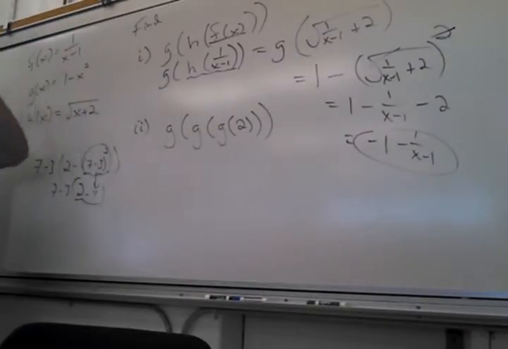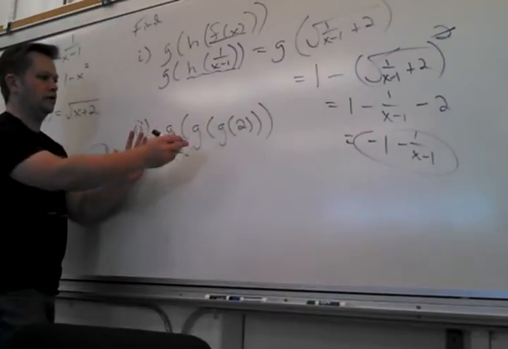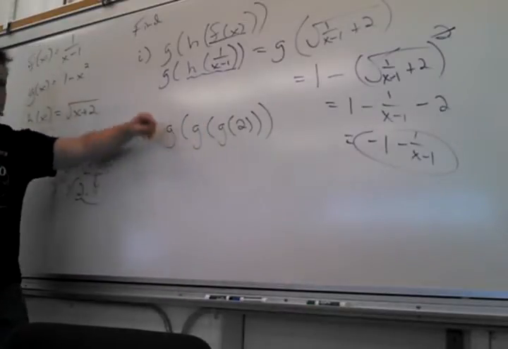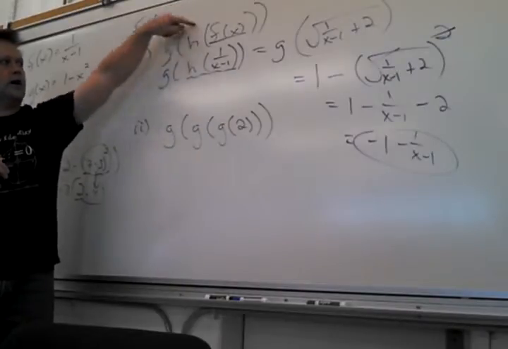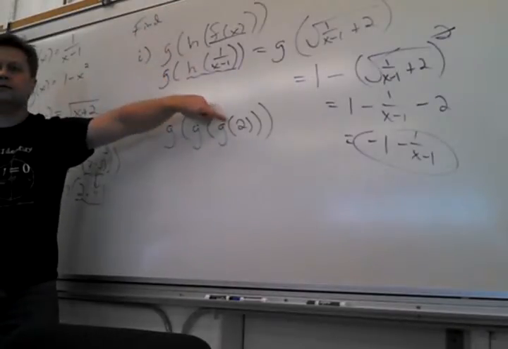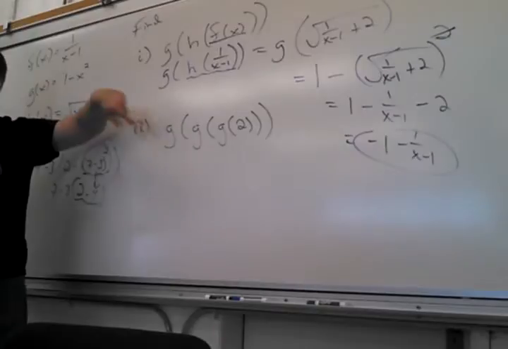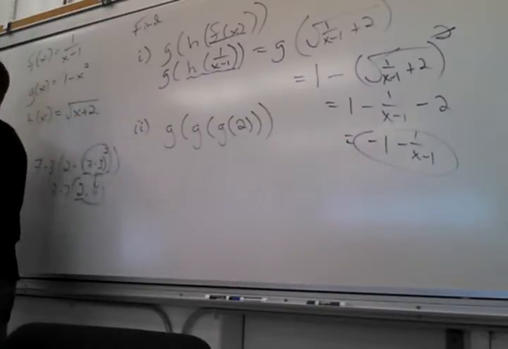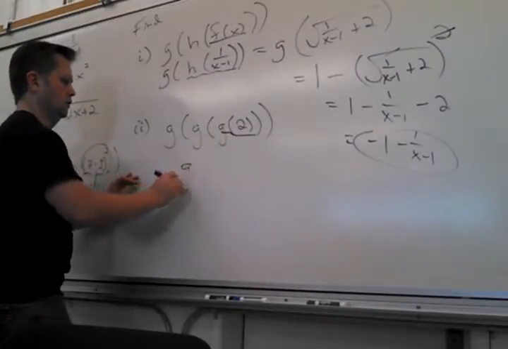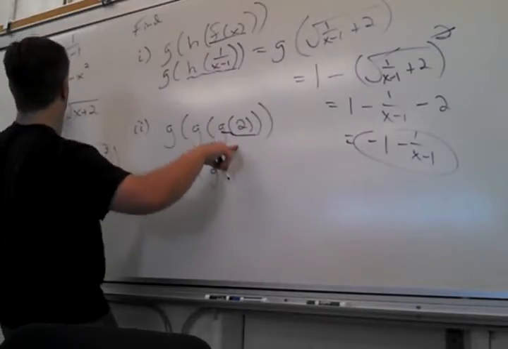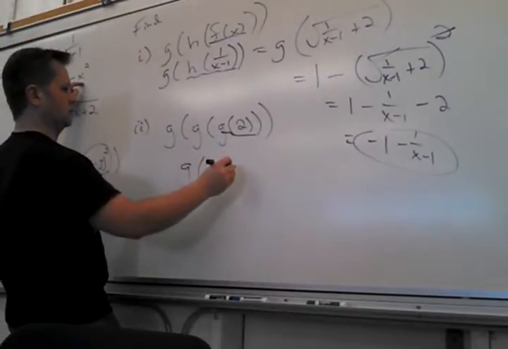Good. How about this guy? People freak out because you're like, is that g cubed? No, no, no. It's not g times g. It's g of g, so you do it exactly the same way. The process doesn't care if you reuse the same function. You just keep putting the result back in the function again and again. So what's g of 2? 1 minus 2. Yeah, 1 minus 2 squared is?